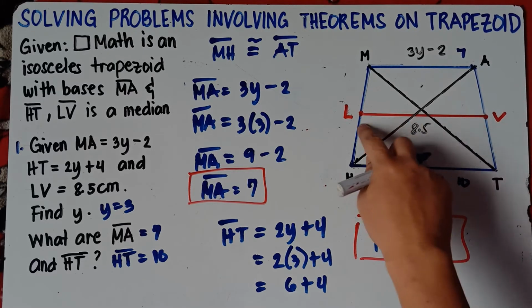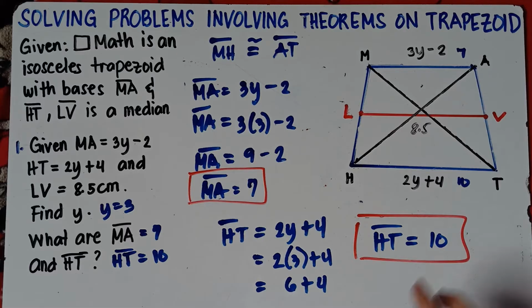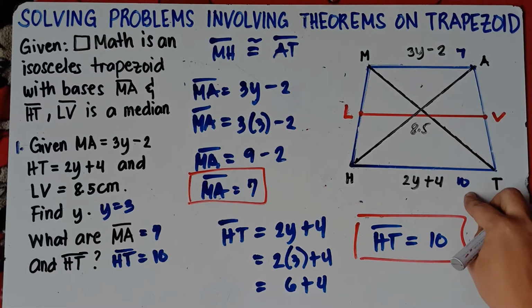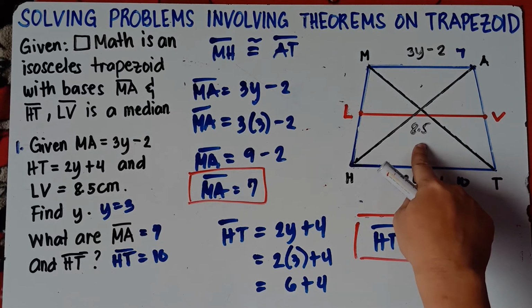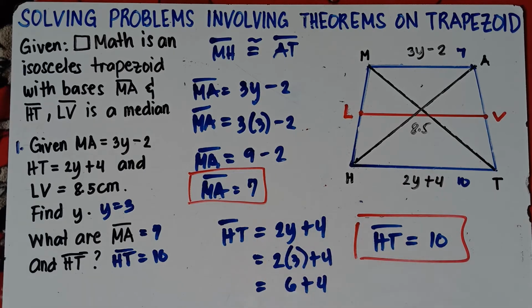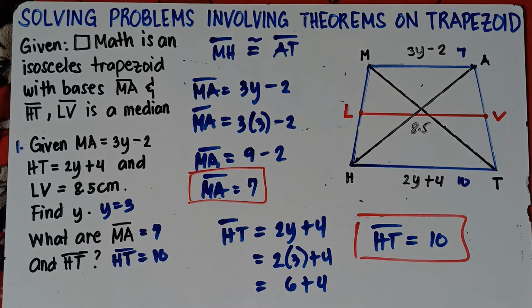Do we get LV, the median, 8.5? Yep. Once again, 7 plus 10 is 17 divided by 2. That is 8.5. Therefore, our answer is correct, class, for number 1. That's how you solve number 1.